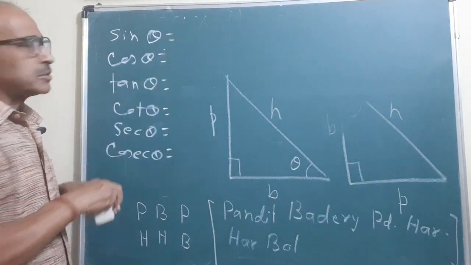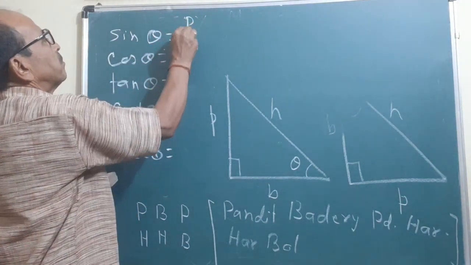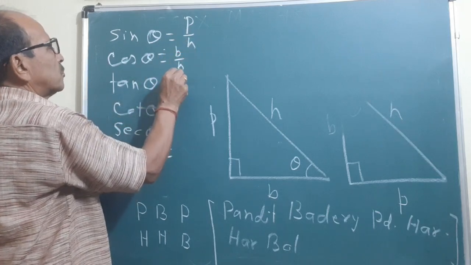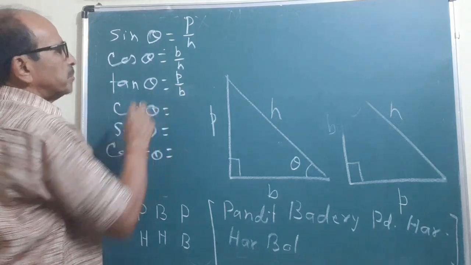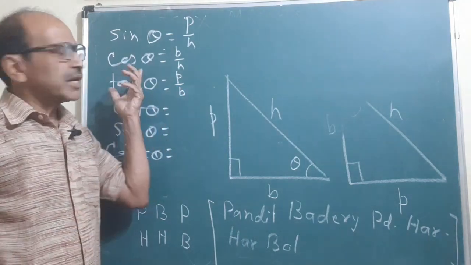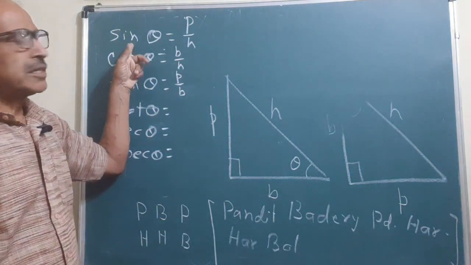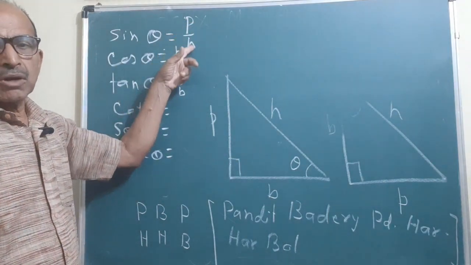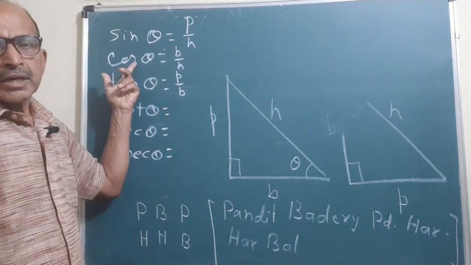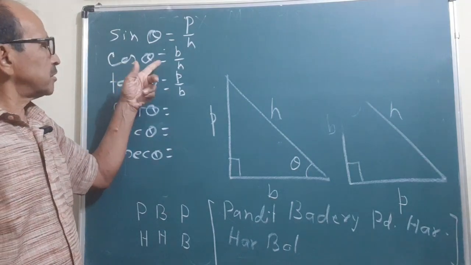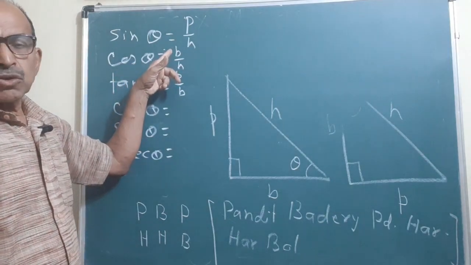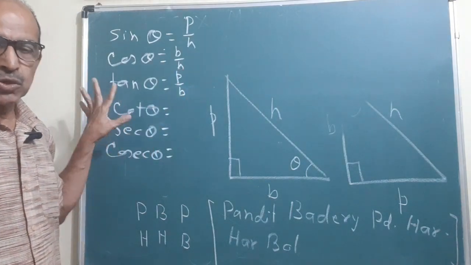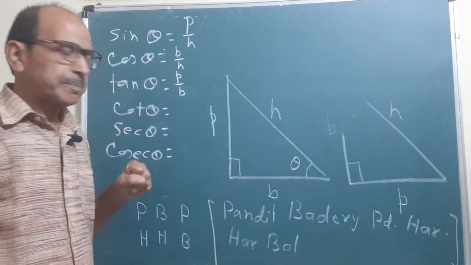Sin theta is equal to P by H, cos theta is equal to B by H, tan theta is equal to P by B. What is sin theta? Sin theta in a right triangle is equal to the ratio of the perpendicular to the hypotenuse. Cos theta is equal to the ratio of the base to the hypotenuse in a right triangle. In this way, these are ratios of two sides of a right triangle.